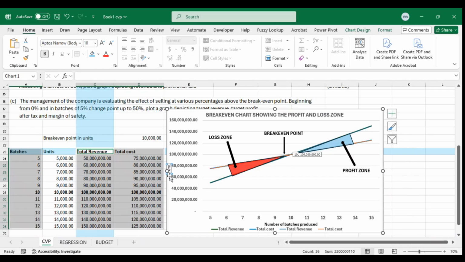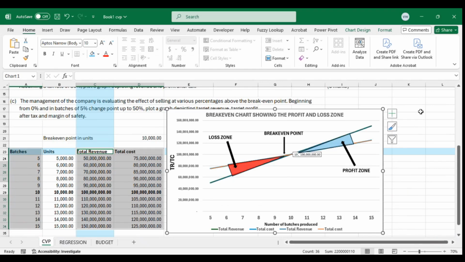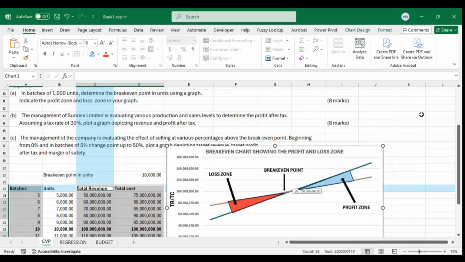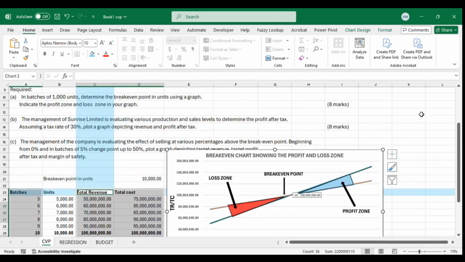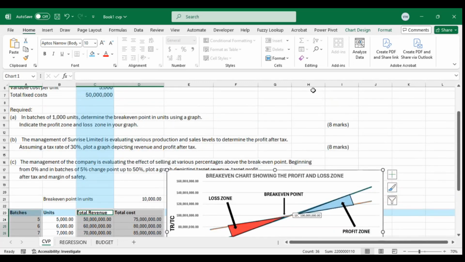If you wish, you can write it in full. There is no problem still. Total revenue slash total cost. And probably we can reduce this so that it reads total revenue and total cost. So you can always make your graph better depending on what you want to do. So generally, this is how we show our break-even point using a graph, and also show the loss zone and the profit zone. And this is how we answer part A of the question.